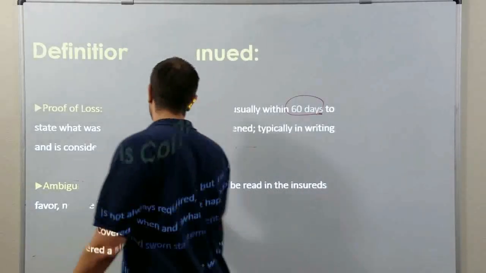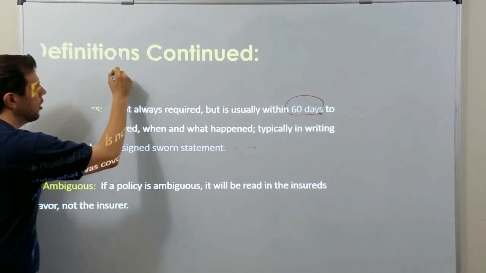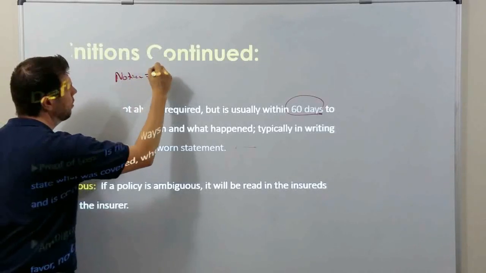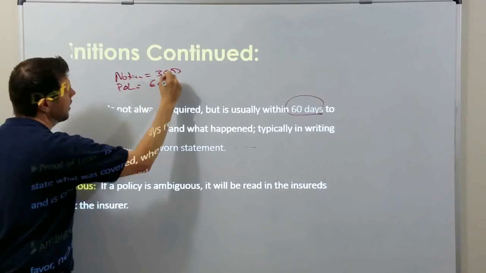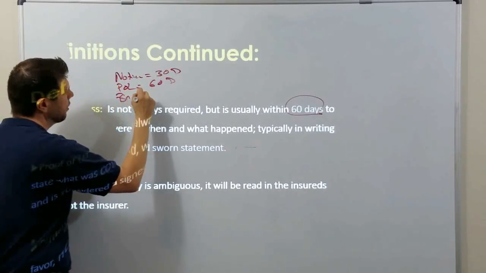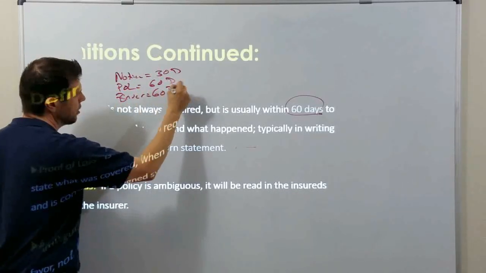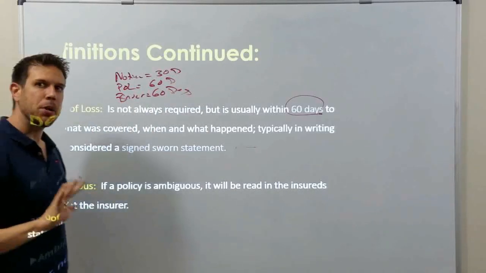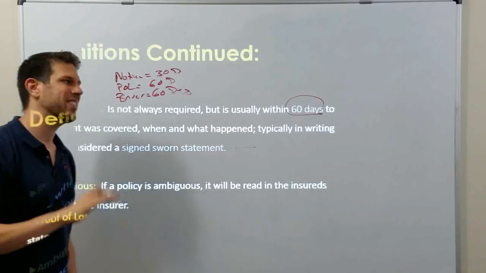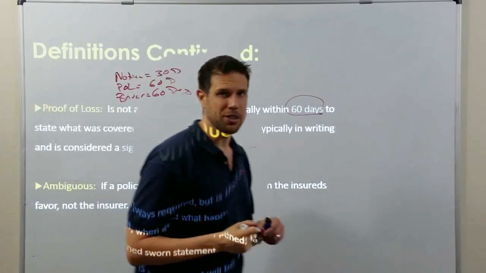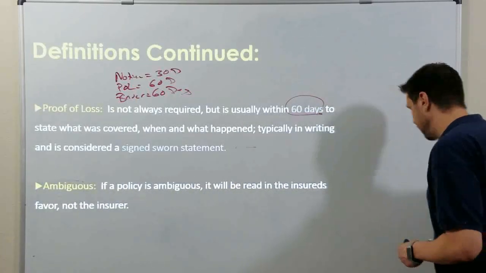So I want to run through some of the numbers real quick. Notice of claim was 30 days. Proof of loss is 60 days. And a binder, which was temporary coverage, was also 60 days. Property and casualty relies heavily on numbers and days in order to pass. There's a lot of memorization on this test.